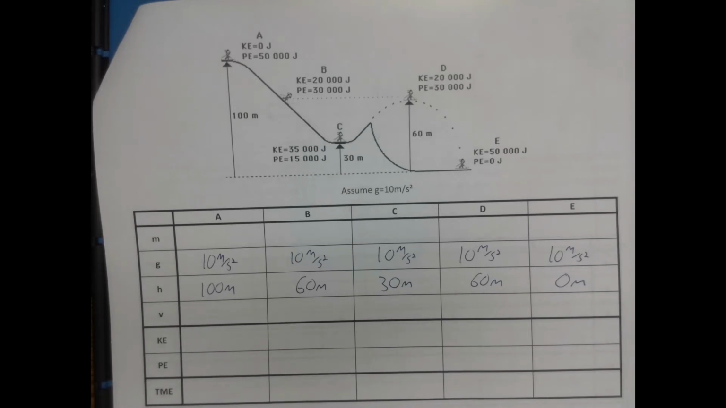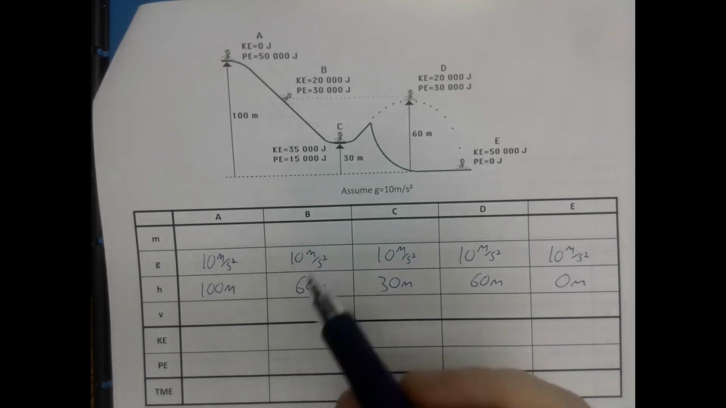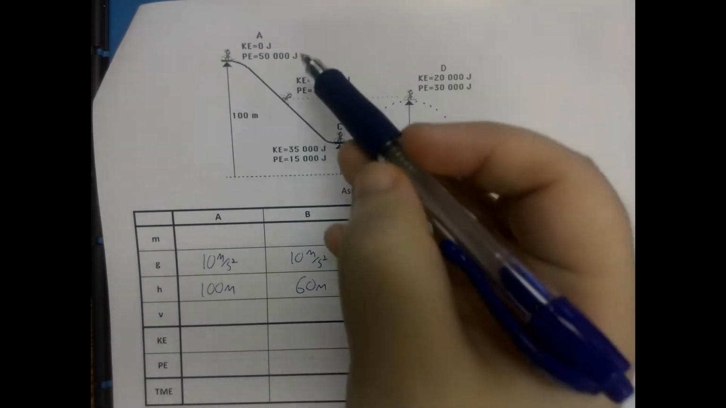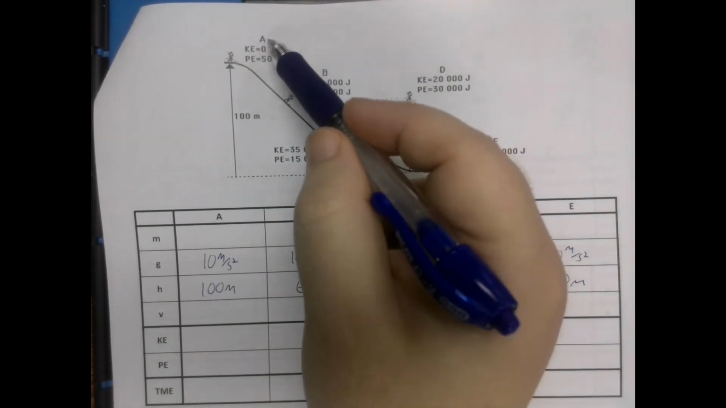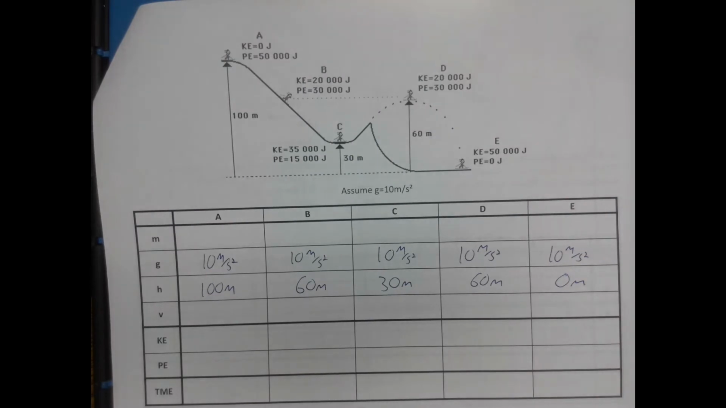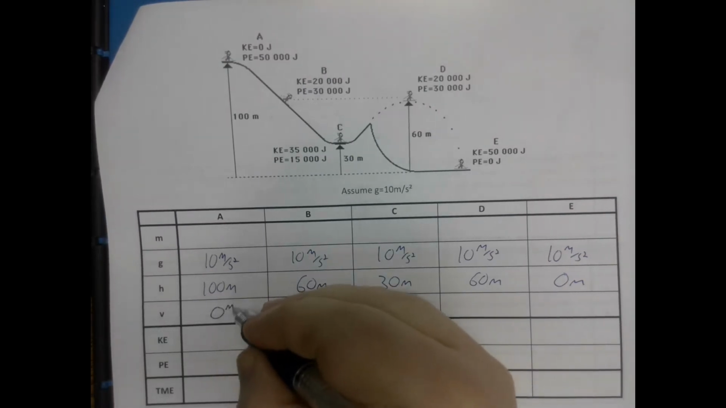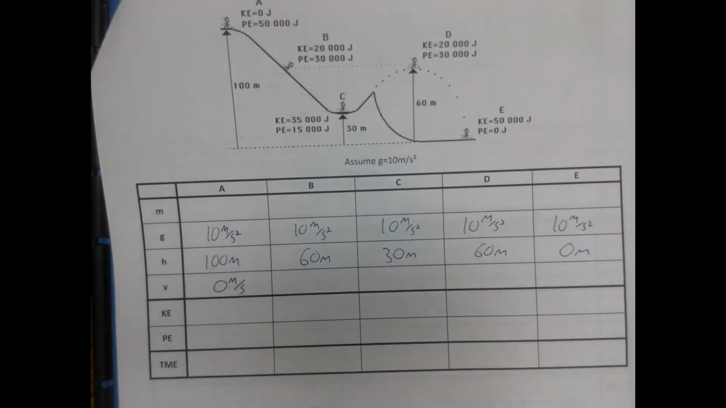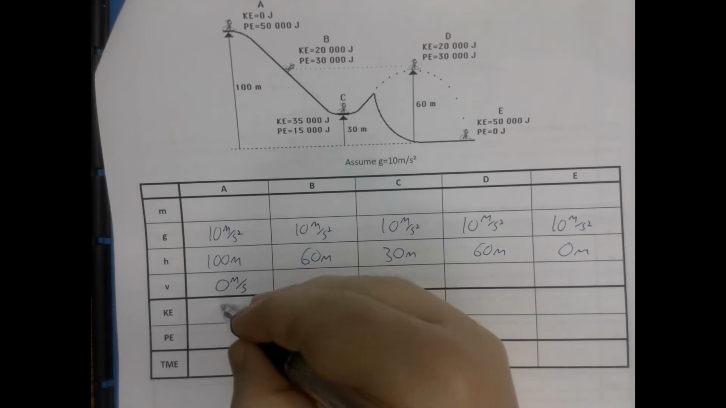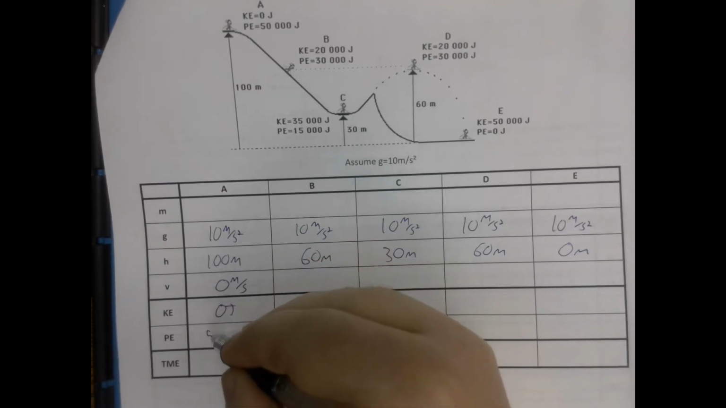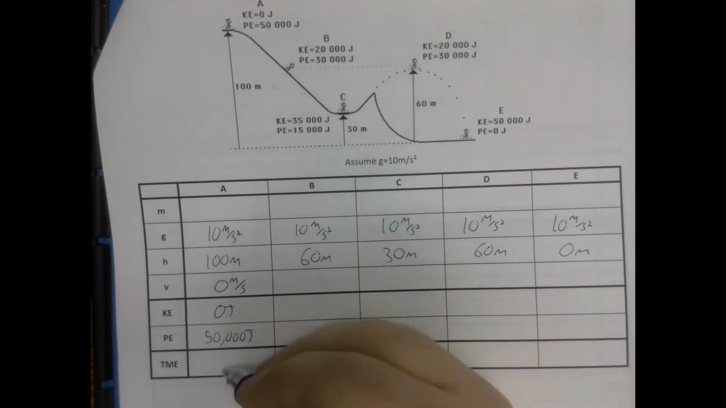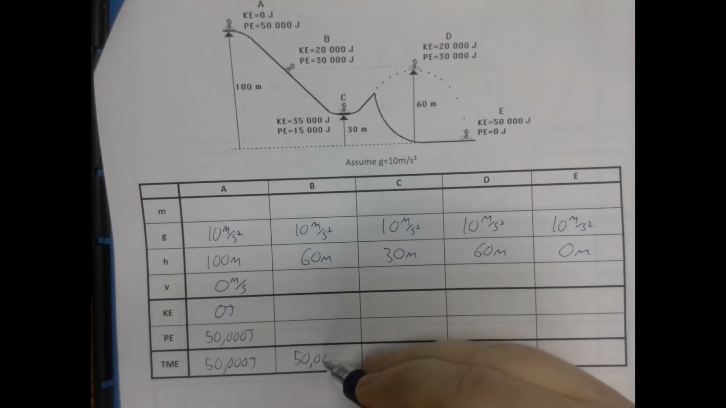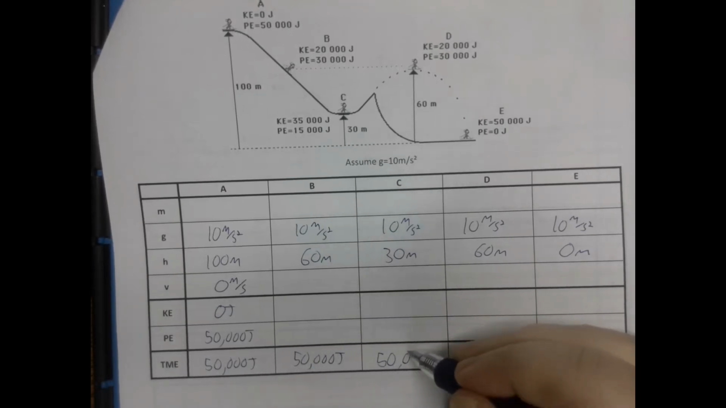So let's look at velocities. So all we're given is kinetic energies. If your kinetic energy is 0, what does it tell you about velocity? It's 0 too. And let's go ahead, it gives you kinetic energy. So kinetic energy is 0 and potential is 50,000. And total would be 50,000. And it's constant, so go ahead and just write that down as soon as you first get it.